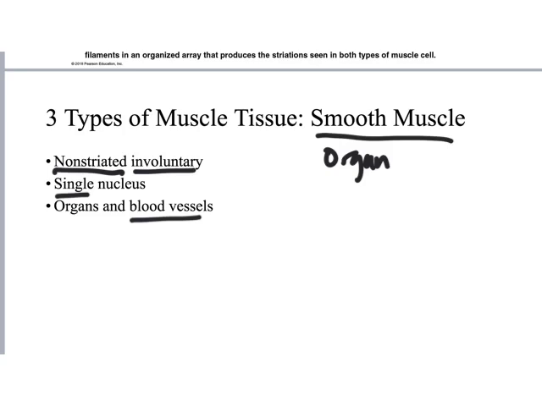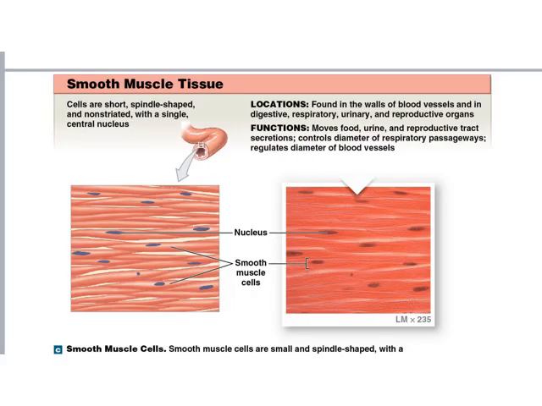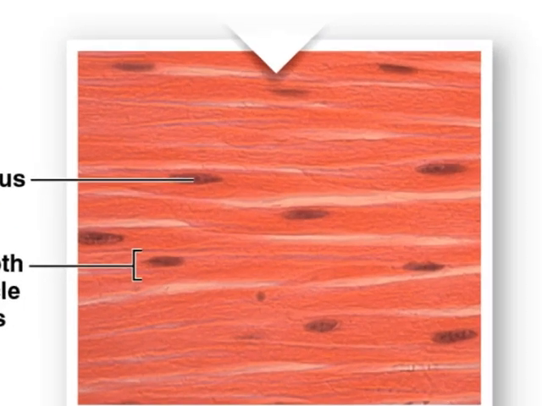And we'll encounter smooth muscle as we get into some of the other organ systems. You can see here what it looks like. No stripes like we saw on the other pictures, so this is non-striated or this is smooth. And there's only one nucleus per cell.